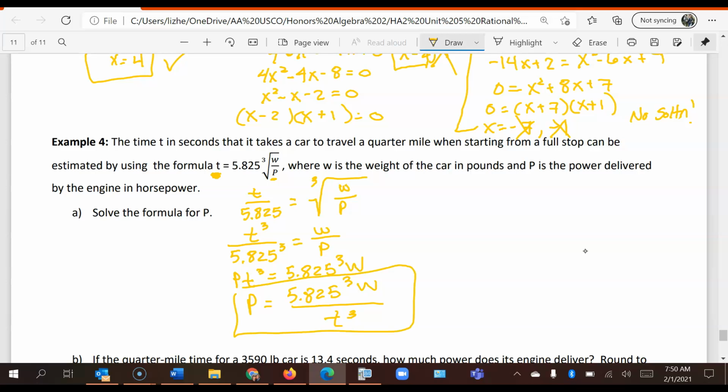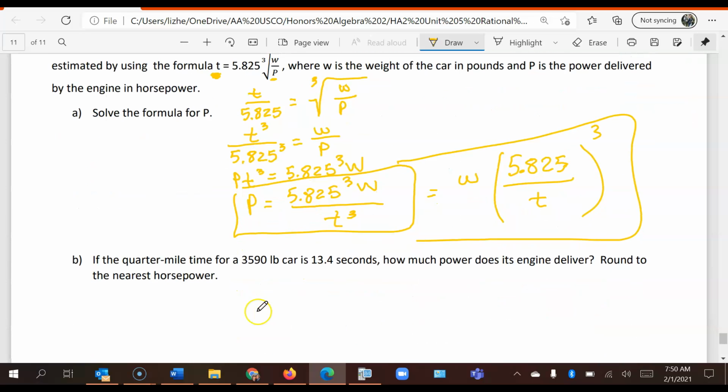There we go. And you don't have to clean that up. You don't have to tell me what 5.825 cubed is. That's good. Another way to write that same thing would be w times 5.825 over t, all of it cubed. Either one of those is good.